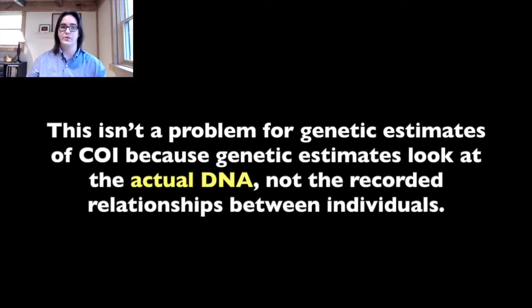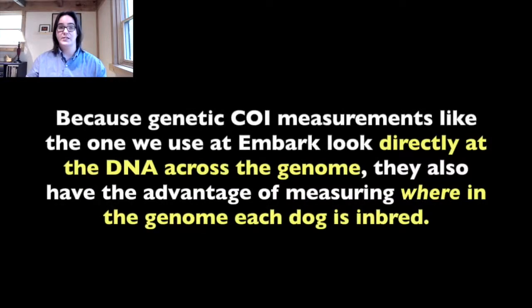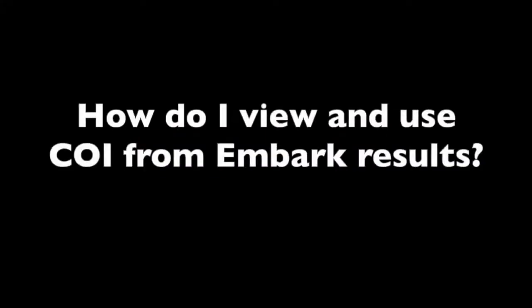Because genetic COI measurements, like the one we use at Embark, look directly at the DNA across the genome, they also have the advantage of measuring where in each genome the dog is inbred. This allows our research team at Embark to conduct more in-depth research into how inbreeding impacts dog health and other traits. How do I view and use COI from Embark results?